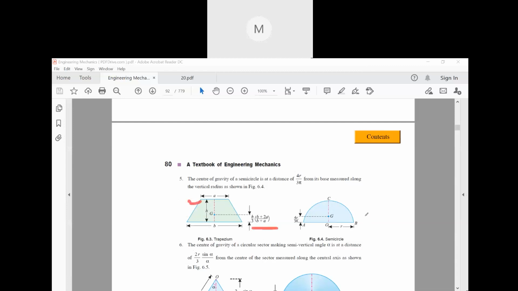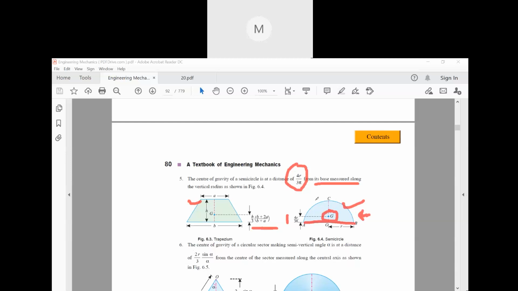Now for a semicircle. In a semicircle, what happens? Semicircle means this is not a complete circle, but a half circle. In a semicircle, the center of gravity lies at a distance of 4r by 3 pi from its base. This is the base of the semicircle, right? Now this is the distance 4r by 3 pi. From this distance only, this G, that means the center of gravity of this semicircle, lies.